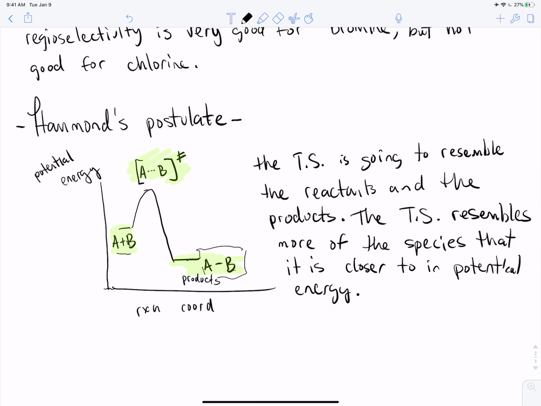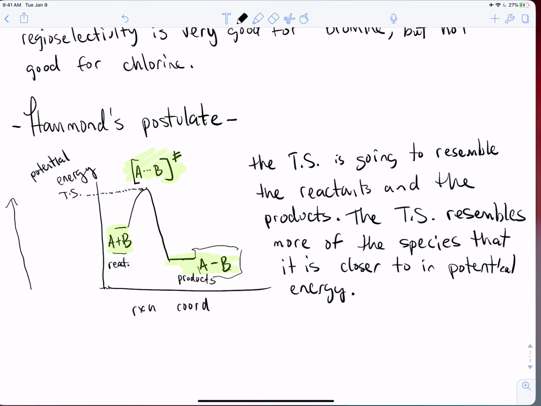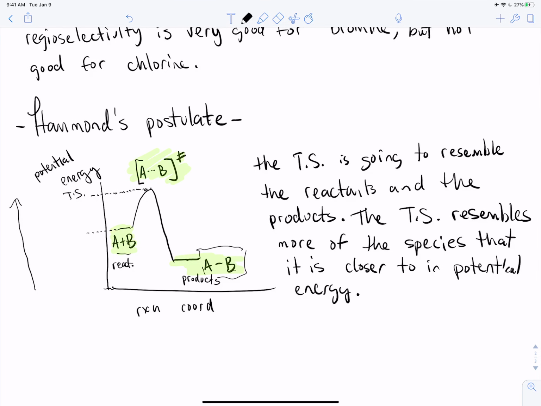All right, if we look at this, we've got our reactants over here, and we're asking which of these it is closer to in energy. So this is our potential energy for our transition state. It's way up here, right? So our potential energy is increasing. Here is our potential energy for our reactants, and then here is our potential energy for our products.